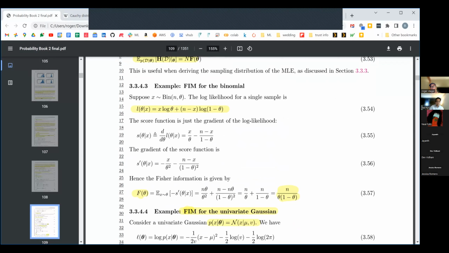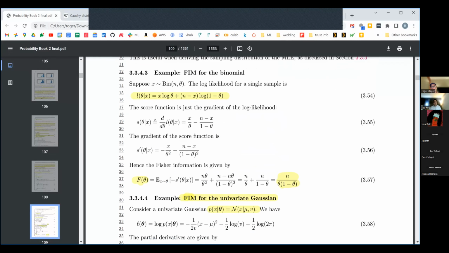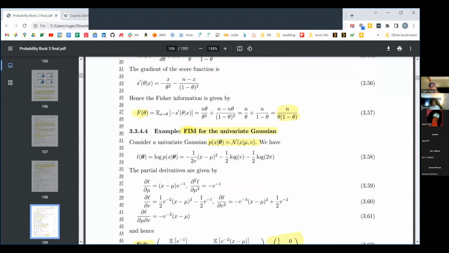Here they just derive them real quickly. The Fisher for a binomial is just, I guess, n is the number of samples and the parameter theta. So I guess what this means is as your number of samples goes up, the Fisher gets bigger, so the 1 over Fisher gets smaller, so your variance gets smaller and smaller. So that kind of feels right.